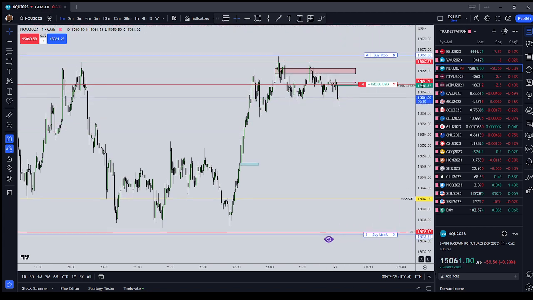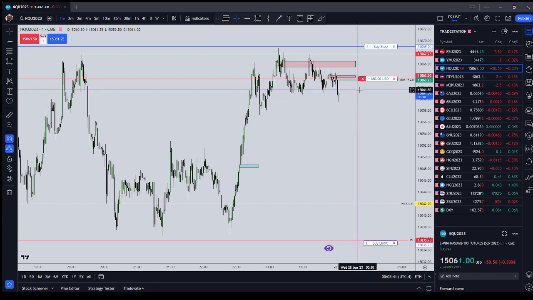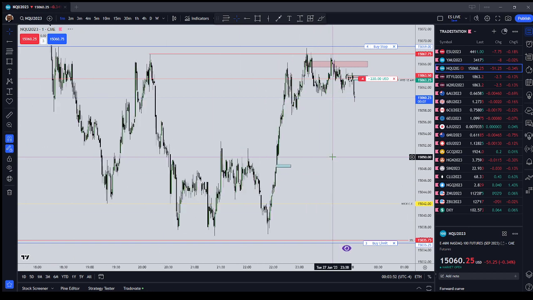All right, the New York opening candle came in at 15,063 and a quarter. The next hour should be very quiet. Can't believe I'm going to do a recording this long, but I will. I'll get it done.